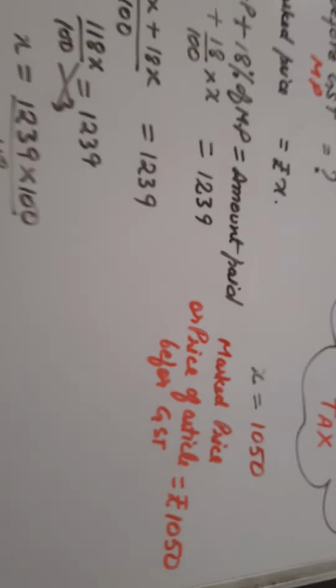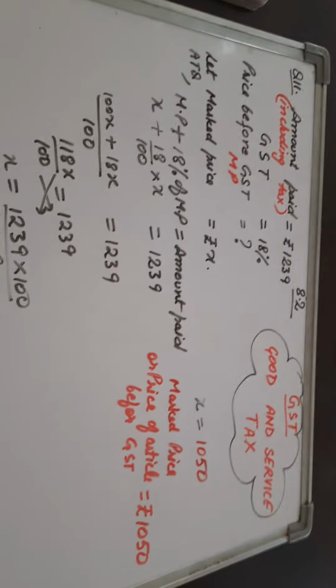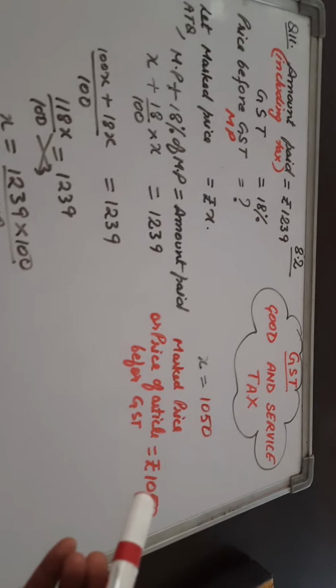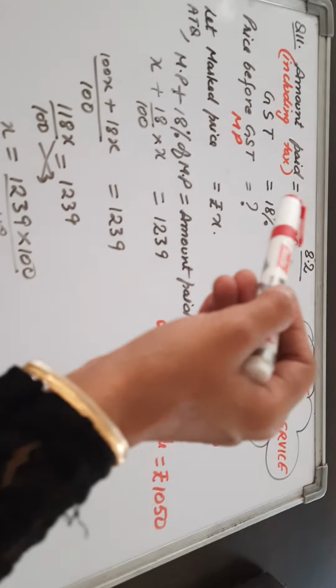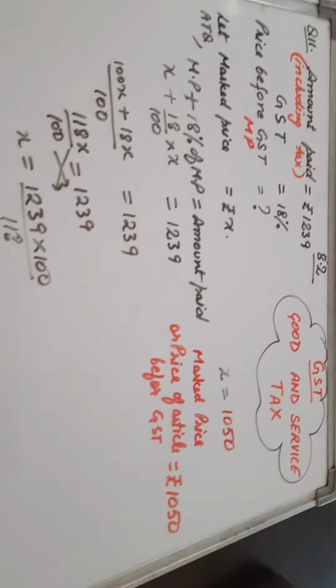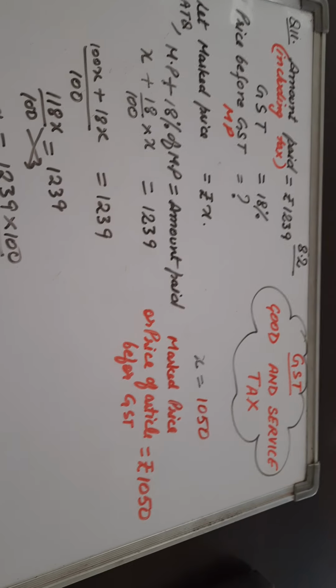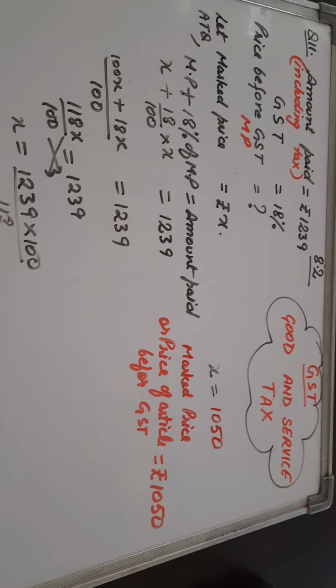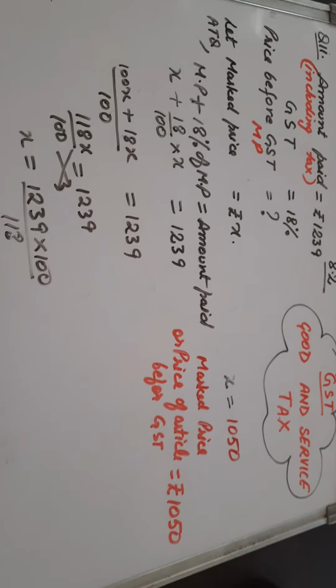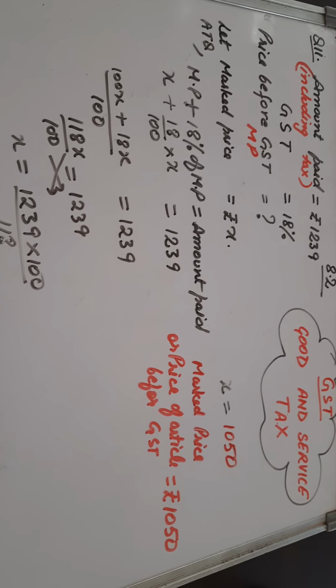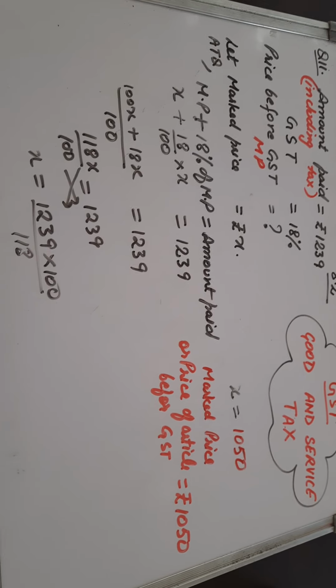So after applying the GST, the article which was of 1050 rupees, after applying GST, we bought it for 1239 rupees. So dear students, I hope the concept of discount as well as tax and selling price, cost price, profit loss is clear to you now. That's all.